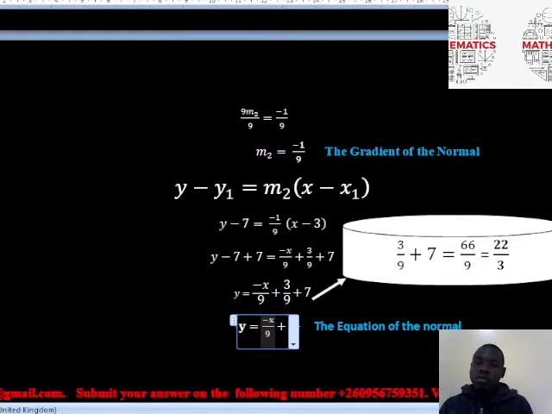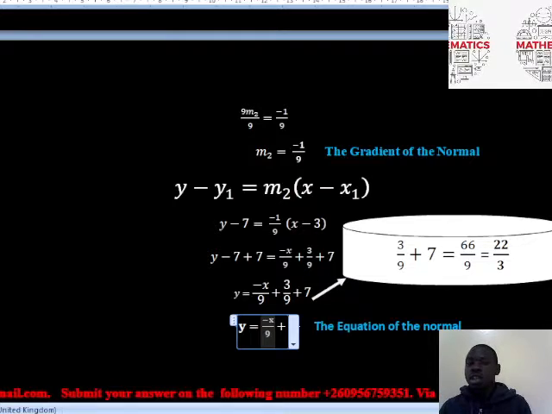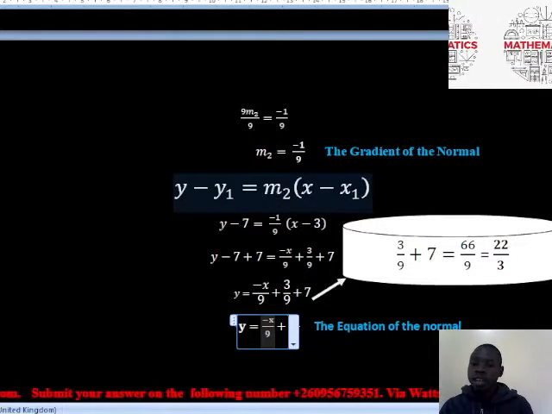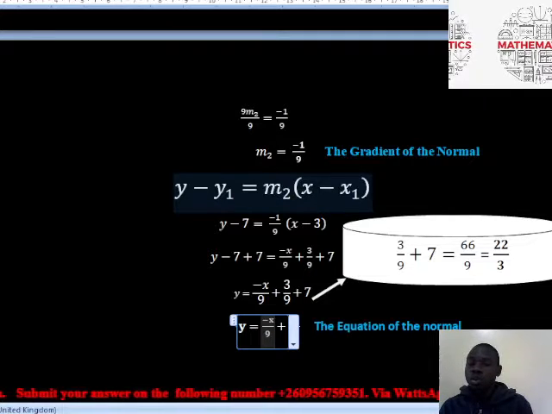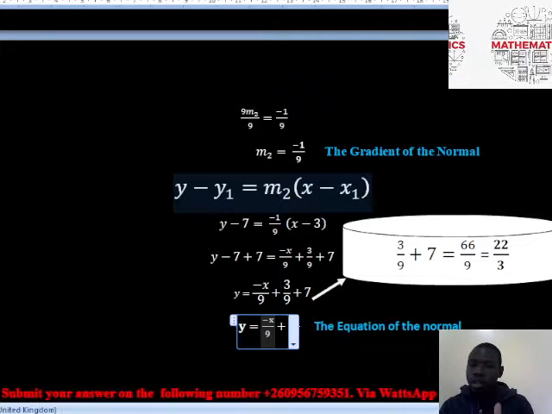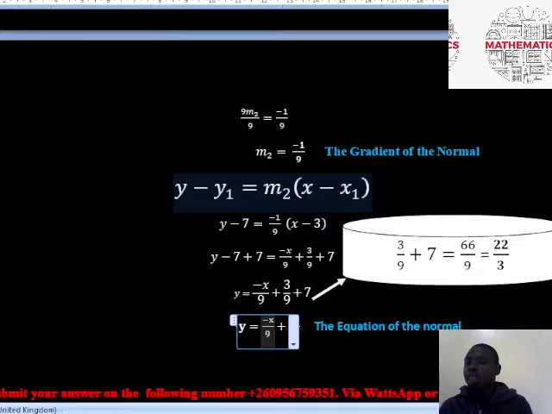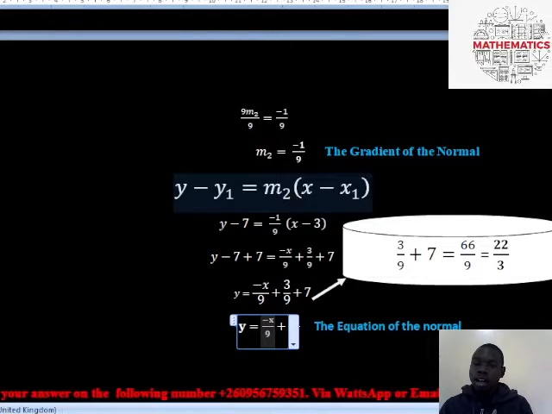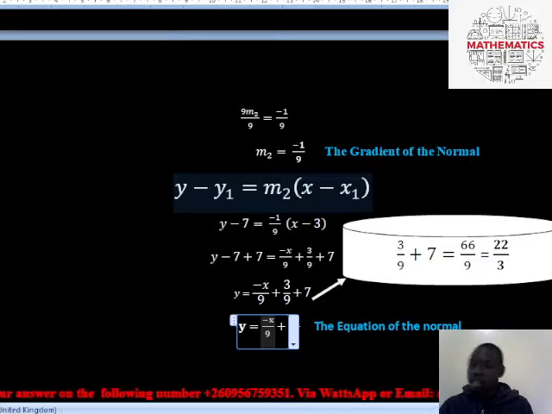After you have found these two, now you go to this formula in order to find the equation of the normal. If you are calculating the equation of the normal, where there is m there, you put m2. If you are calculating the equation of the tangent, where there is m, you put m1.